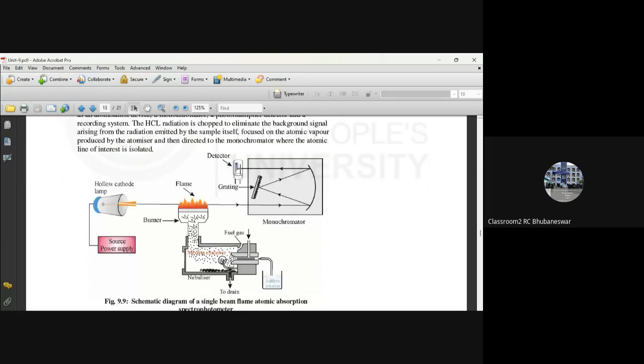In single beam, what is happening? Source is there, then your hollow cathode lamp is there through which radiation is coming out. Then here the analyte solution and that atomization is happening through flame. Then in the path, you have the vaporized atoms. So radiation is falling on that, then it is getting excited. Then it is going to the monochromator unit. Then through the monochromator, it is getting selected. The output you are going to get.